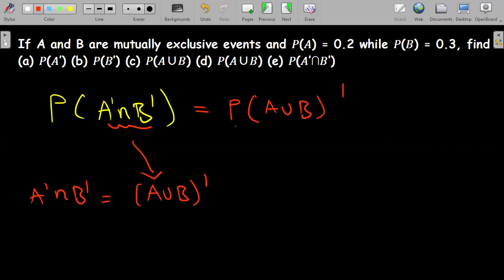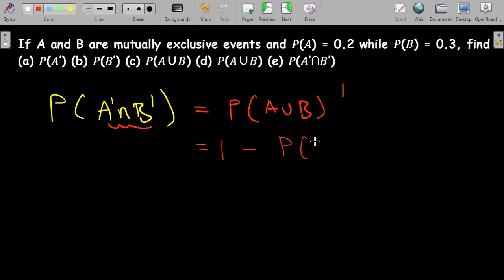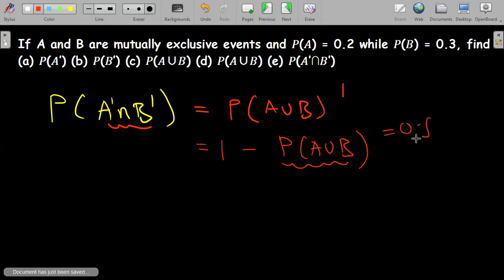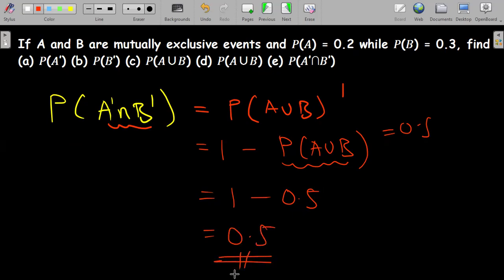Okay, so immediately we introduce the complement there, it means we can easily find our answer. So there it will mean that we have 1 minus the probability of what? A union B. So we've used the complement rule here, and we know the value of this because we just found it. We found this was 0.5. So the probability of A complement intersection B complement will be 1 minus 0.5. Okay, so this will just give us 0.5 as well. So this one here is our answer there.